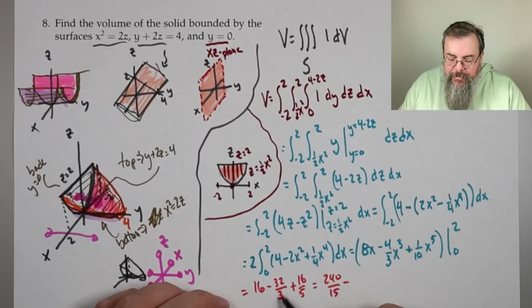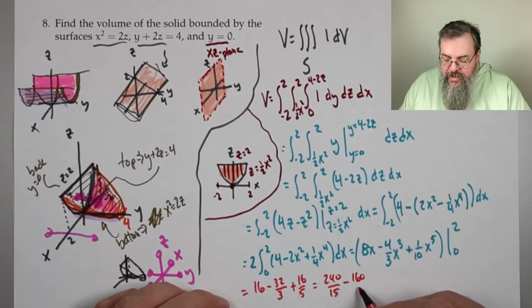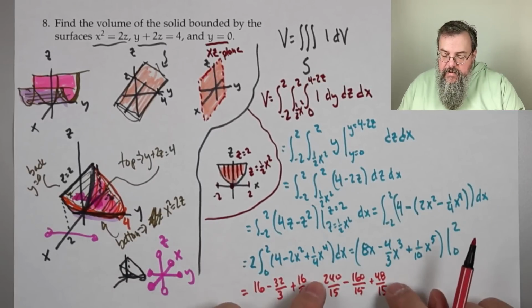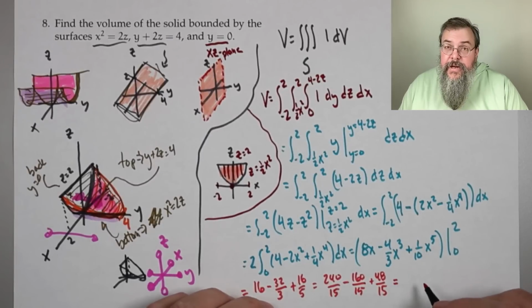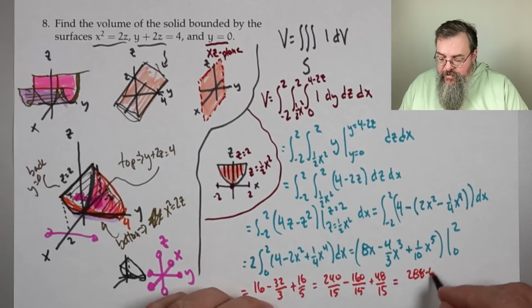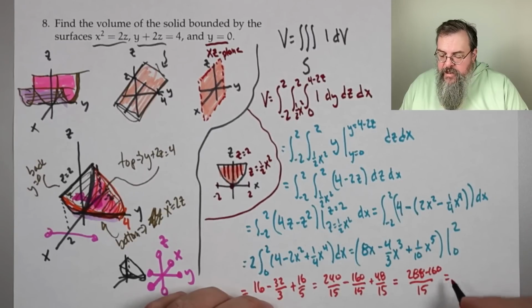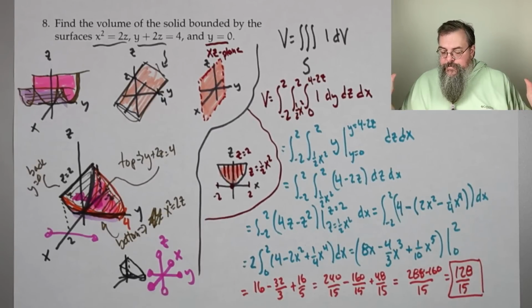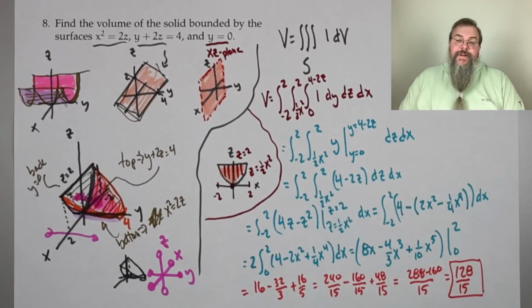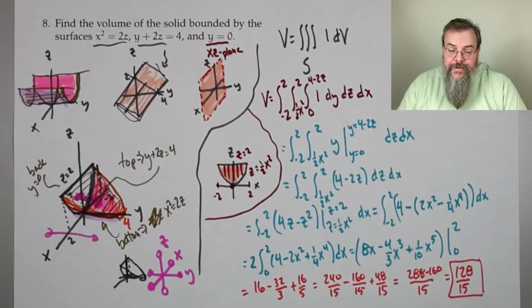Subtract. Here, multiply by 5. 160 over 15. And here, multiply by 3. 48 over 15. And if we do this, well, that's like 288, subtract 160. I'm going to do this in 2 steps, and that would be 128. 128 over 15. Well, 128 is a power of 2, so no common factors to cancel. So there we go. We did it. 128 over 15. Good.